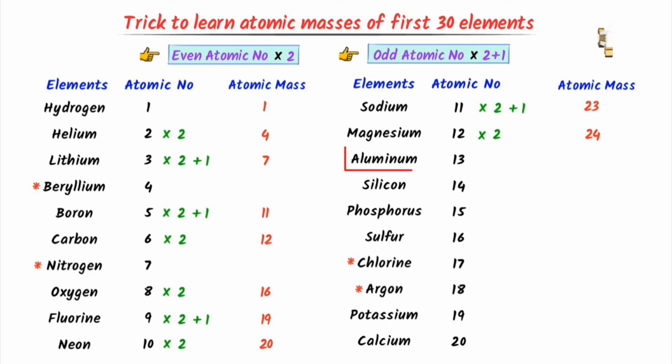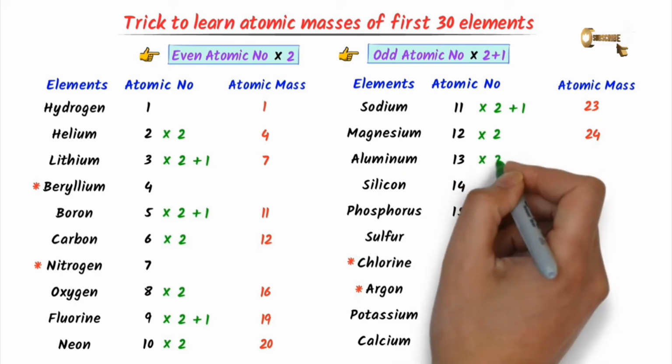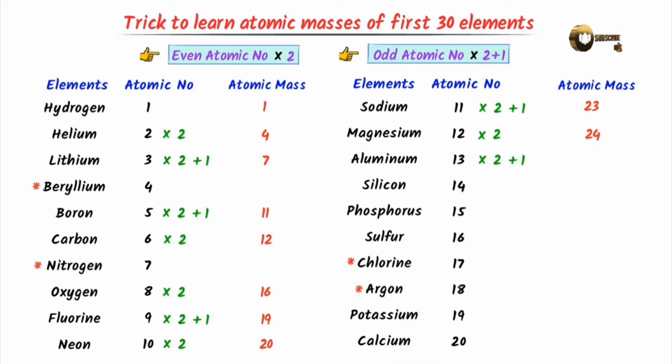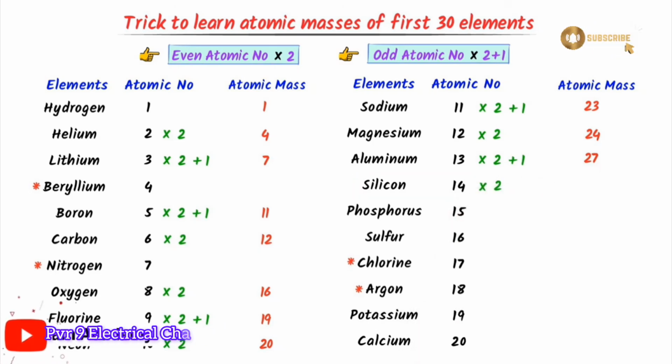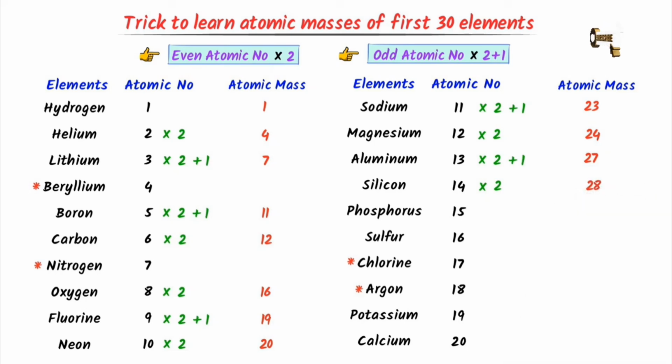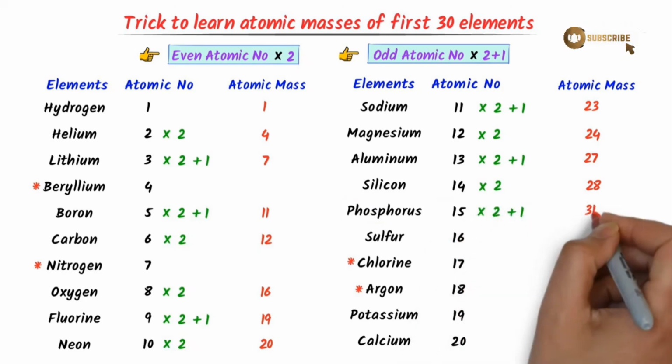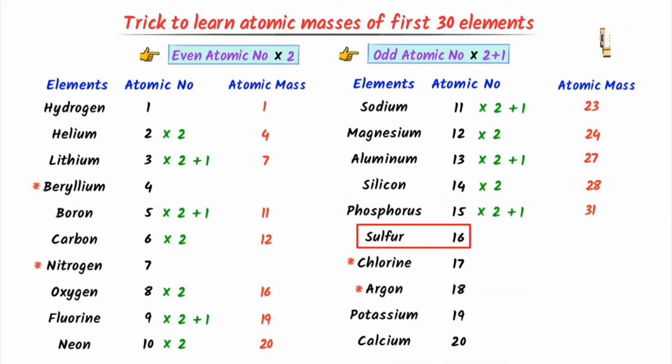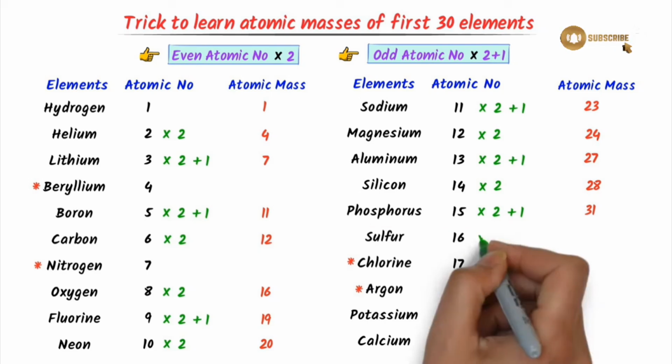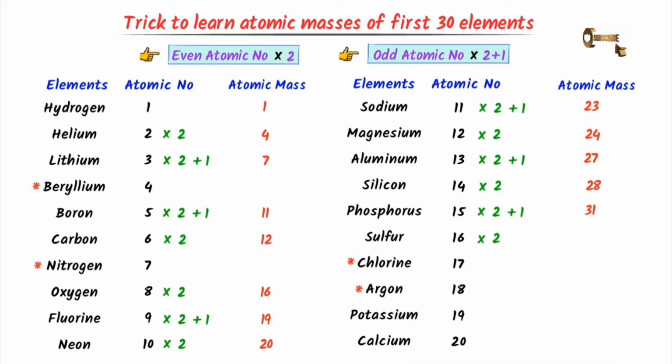I get 24. The atomic number of aluminium is 13. I write 13 into 2 plus 1. I get 27. The atomic number of silicon is 14. I write 14 into 2. I get 28. The atomic number of phosphorus is 15. I write 15 into 2 plus 1. I get 31. The atomic number of sulfur is 16. I write 16 into 2.